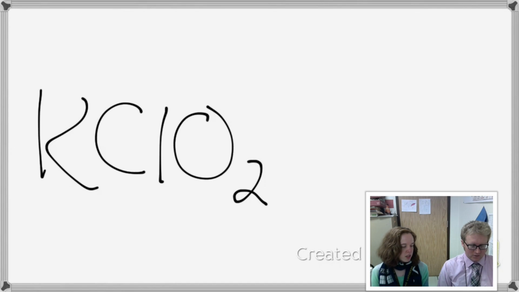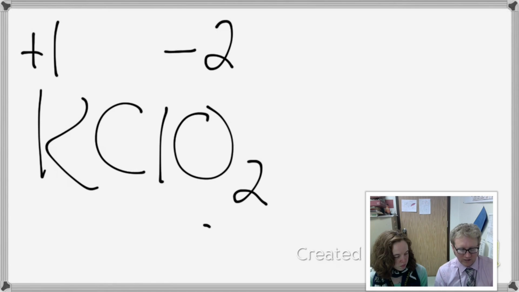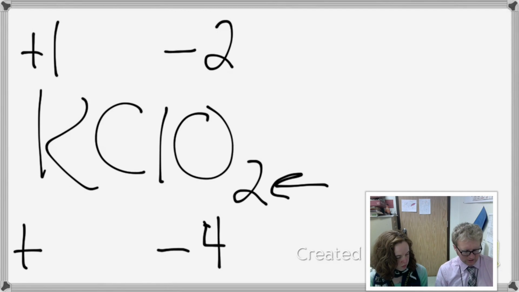So let's do the same thing we just did. No free elements. I've got a metal, so it's plus 1. No hydrogens. I've got my oxygen. Oxygen is minus 2. I've got 2 of those, so overall it's going to be minus 4. Here's my plus 1 right there.